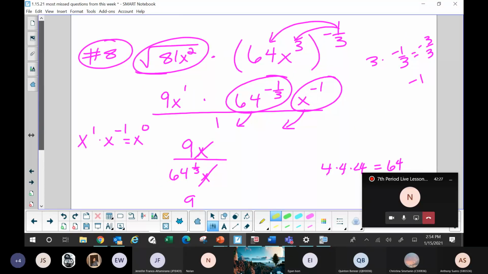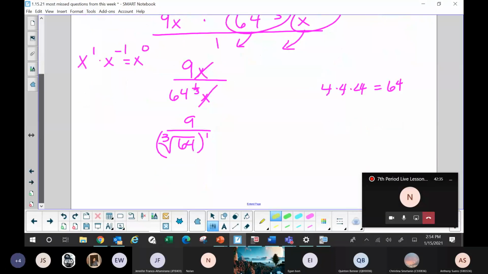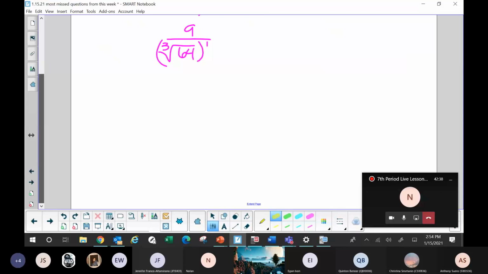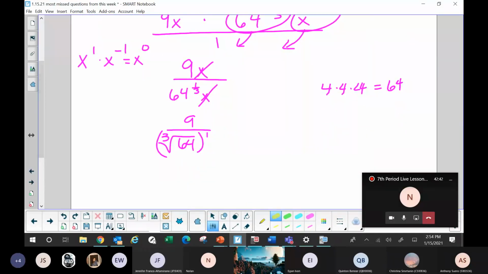Okay. If you need help with that, just stay after and I'll show you how to do that in your calculator. So the cubed root of 64 is 4, so this is just 9/4. That was your final answer.